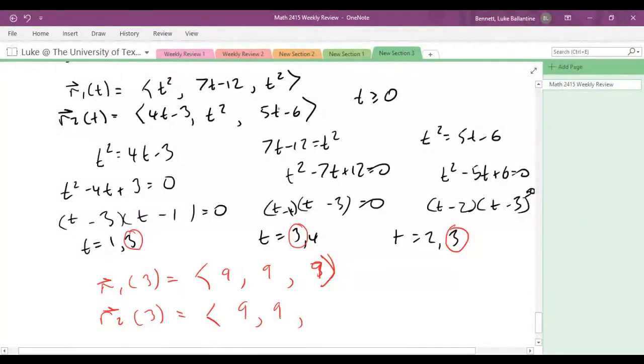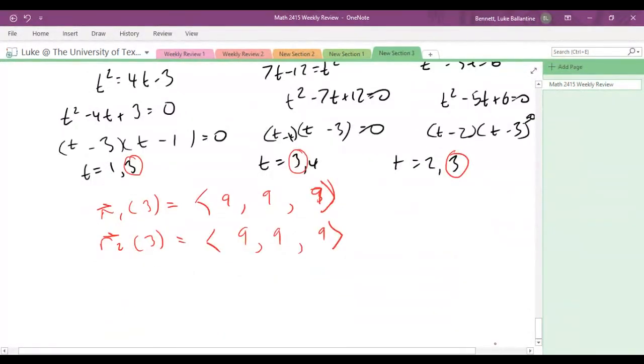We have 15 minus 6 is 9. So at time t equals 3, the x, y, z components are all the same, thus they collide. Okay.